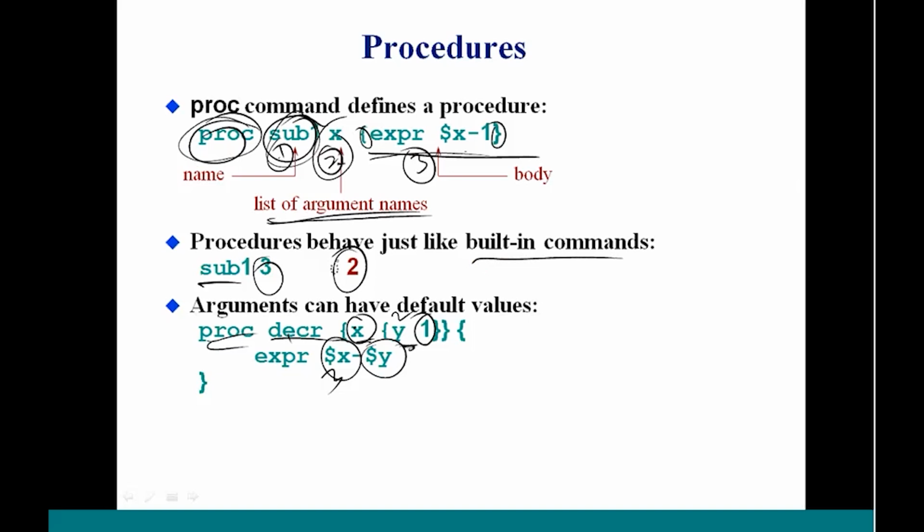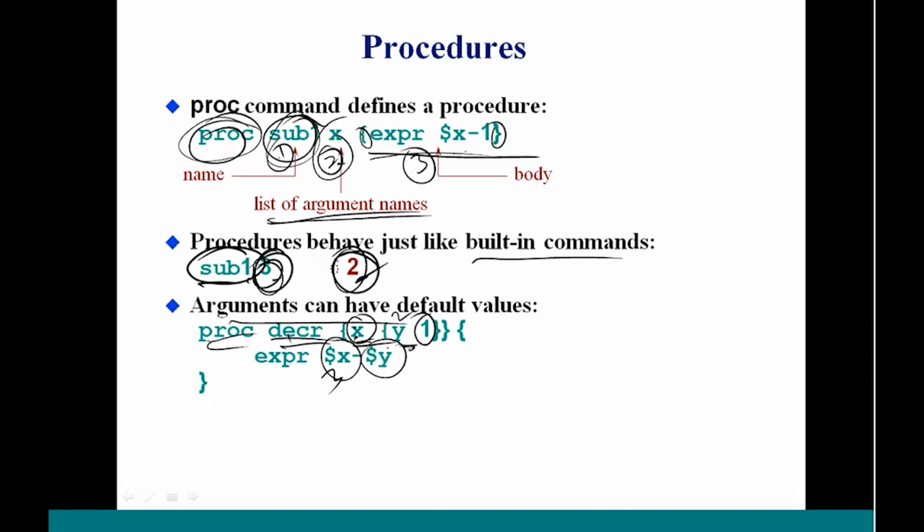For example, you can say sub1 3 will return value 2. Sorry, sub1 is the procedure name, and 3 is the argument here, and sub1 of 3 returns 2, because it subtracts 1 from that argument and returns the value. Then the other thing that we also saw was that the arguments can have default values.